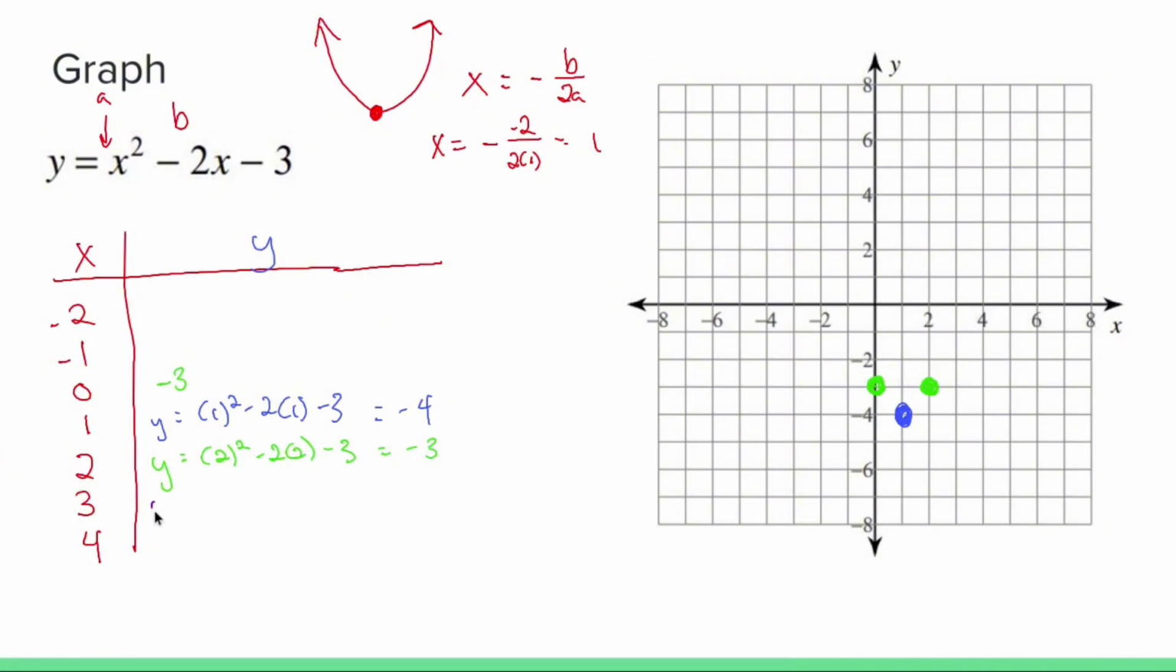Let's try 3, see what happens when we plug in 3. I get 3 squared, minus 2 times 3 minus 3. So 9 minus 6 is 3. 3 minus 3 is 0. So we get 0 whenever we have 3.